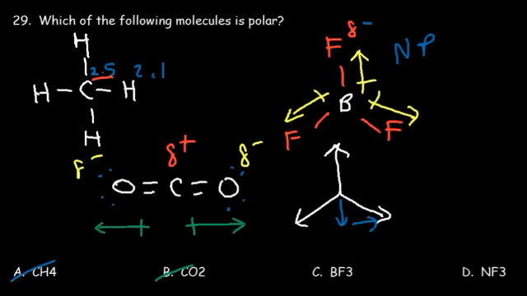It has a y component and an x component. These two x components are opposite to each other, so they cancel. And these two y components cancel with the larger one on top. So all of it cancels and it's nonpolar. The only one that is polar is NF3. If you draw the Lewis structure, it has a lone pair, and the dipole moments do not cancel.